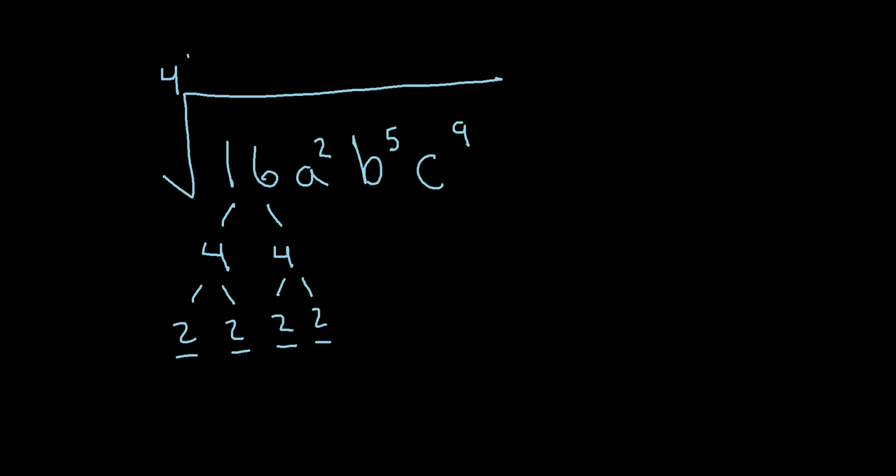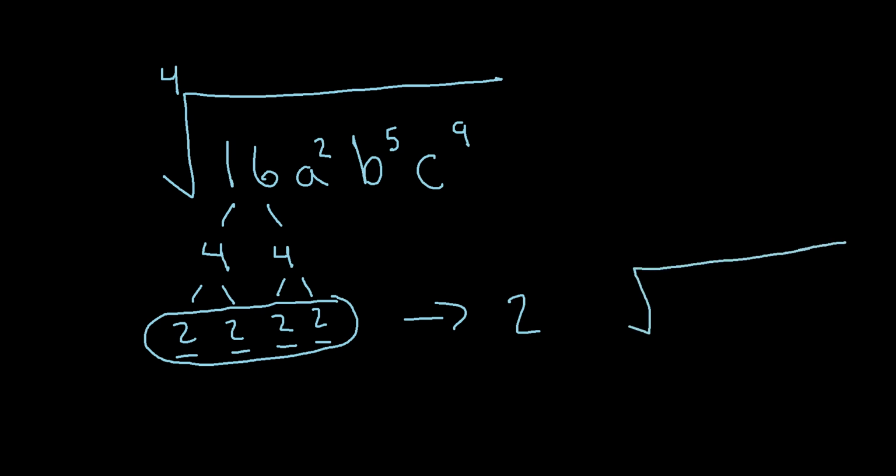And remember, the 4 tells us that we're looking for groups of 4 that we can pull out. Well, notice that we have 4 2's right here. So we can pull this whole group of 2's out in front of the radical as a single 2. All right, next we'll move on to the a squared. Remember the trick that we used. How many 4's will go into 2? Well, 4 can't go into 2 at all. So this a squared has to stay inside of the radical.